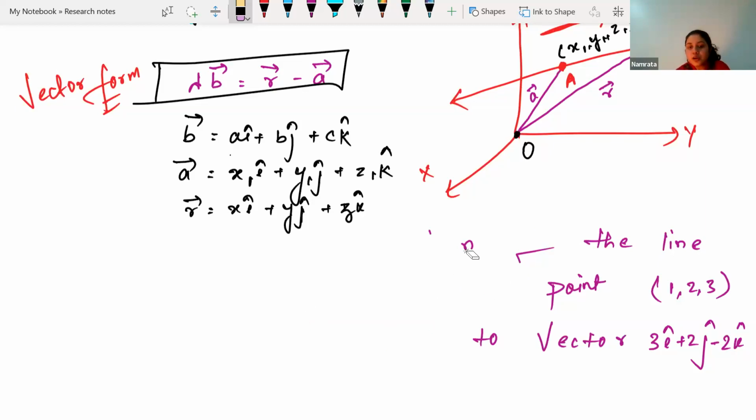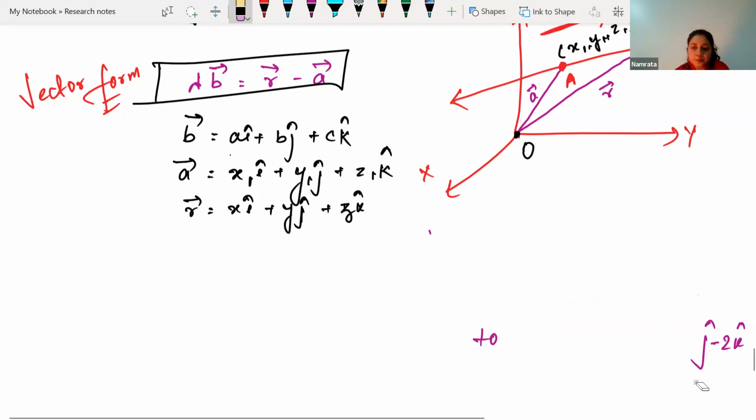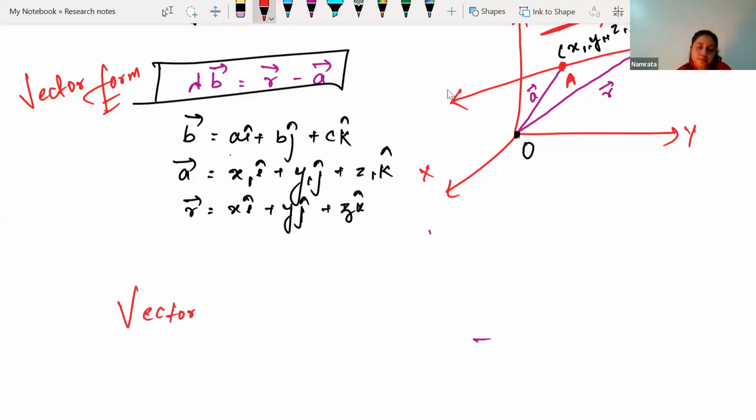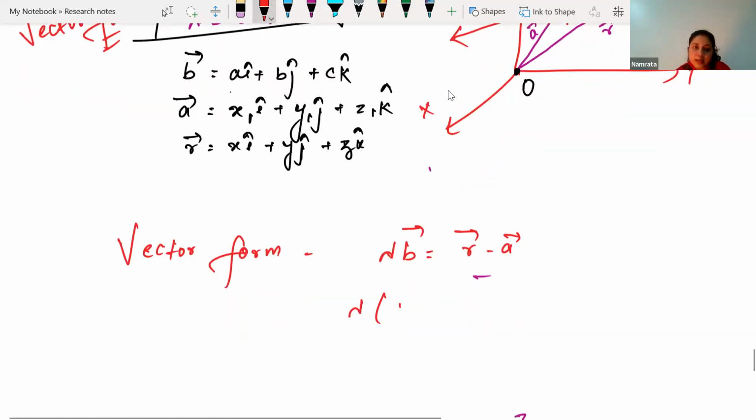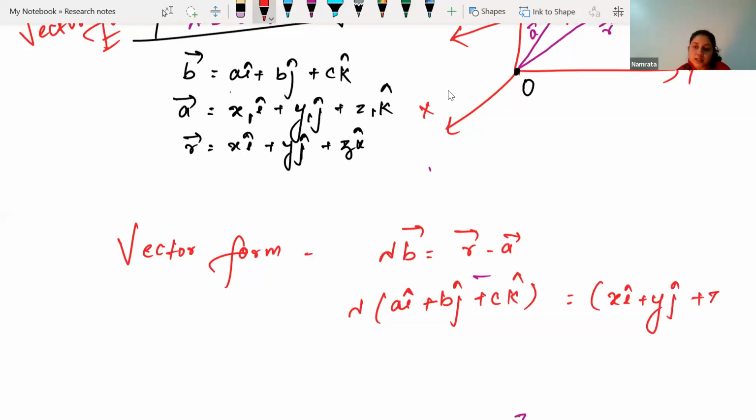In 2D geometry, the equation of a line used to be in the format of 2x plus 3y equals something, so x and y used to be there. Here we will have r when we write the Cartesian form. So let me write it. The vector form is lambda b equals r minus a. We are saying b is ai plus bj plus ck, and r is xi plus yj plus zk, minus a, that means x1i plus y1j plus z1k.